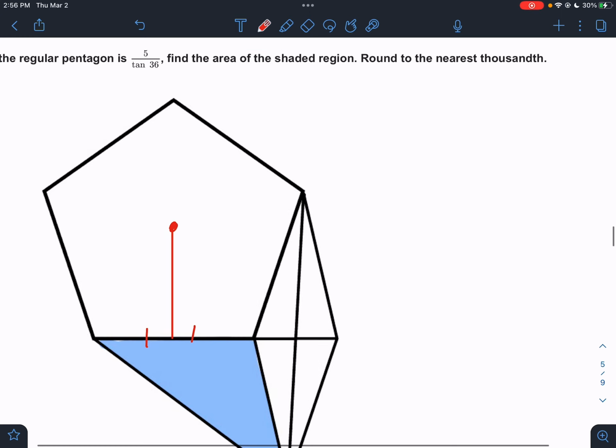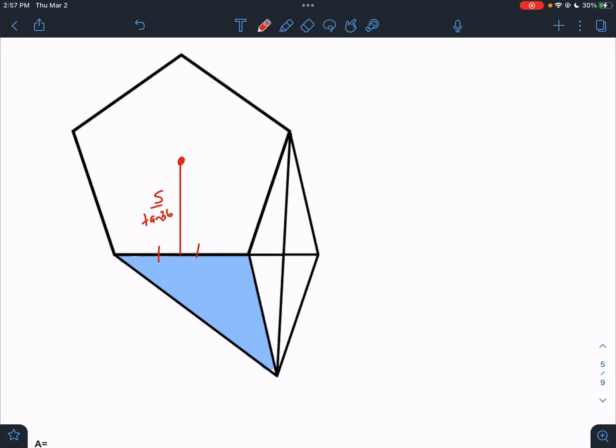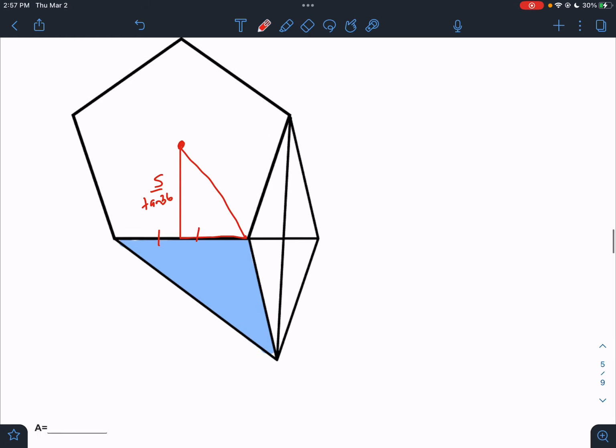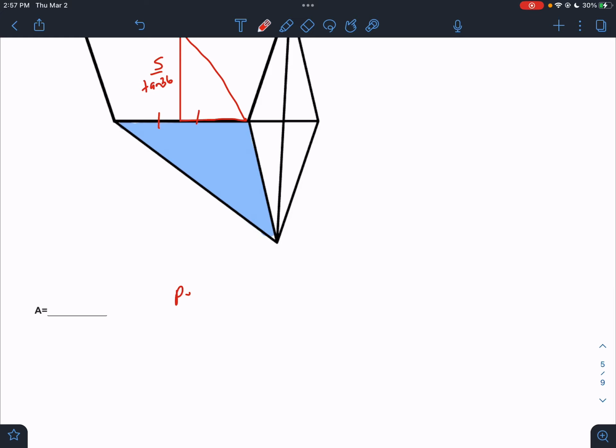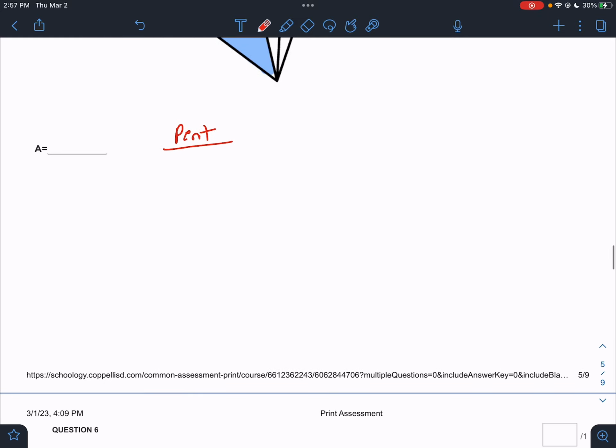So they're saying that this is 5 over tan 36. Find the area of the shaded region. Okay. So what I'm going to do first is focus on this red right triangle. I'm going to pull it out down here. So I'm going to work on the pentagon first. I have a red right triangle.